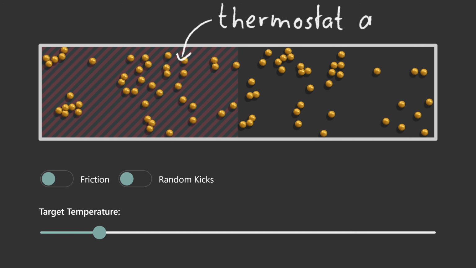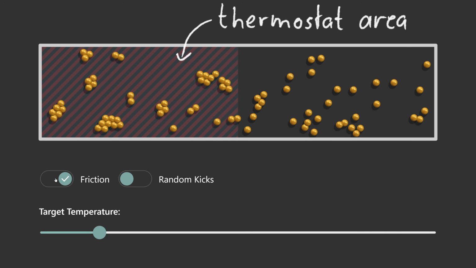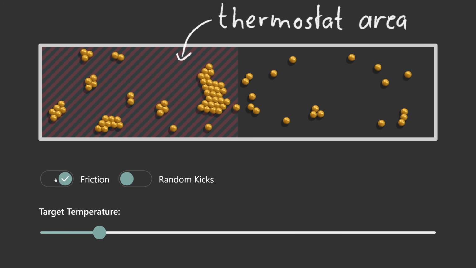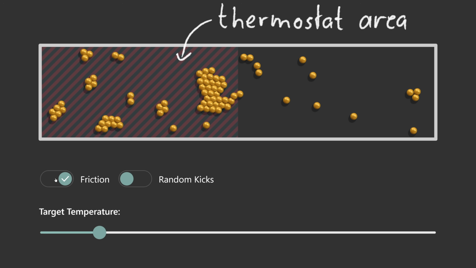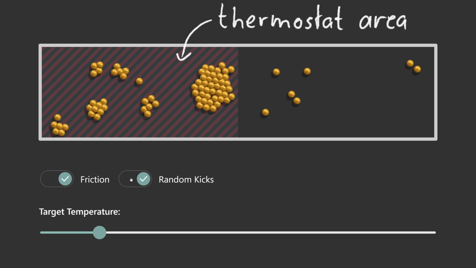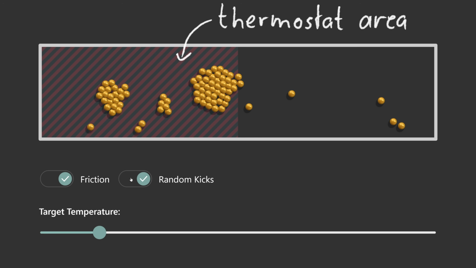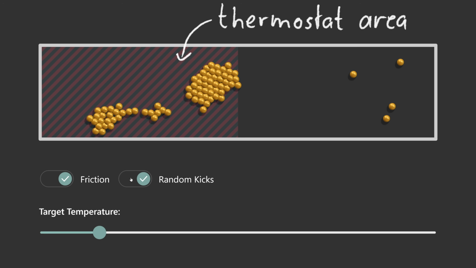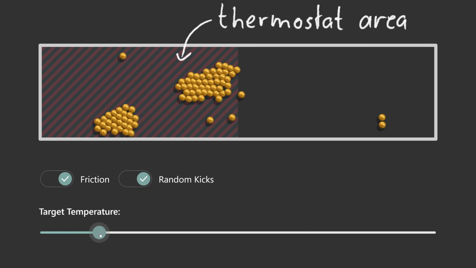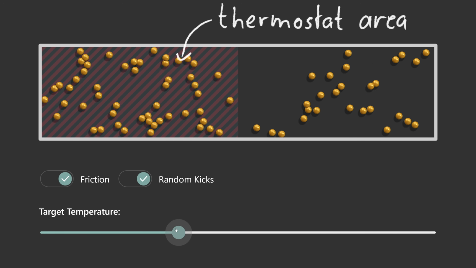In a Langevin thermostat, we introduce friction to the atoms in the affected area. And this friction constantly drains energy from the atoms. And additionally, we introduce random kicks to add energy back into the system. And this combination of removing energy with friction and adding energy with random kicks allows us to adjust the temperature to any value, hot or cold.